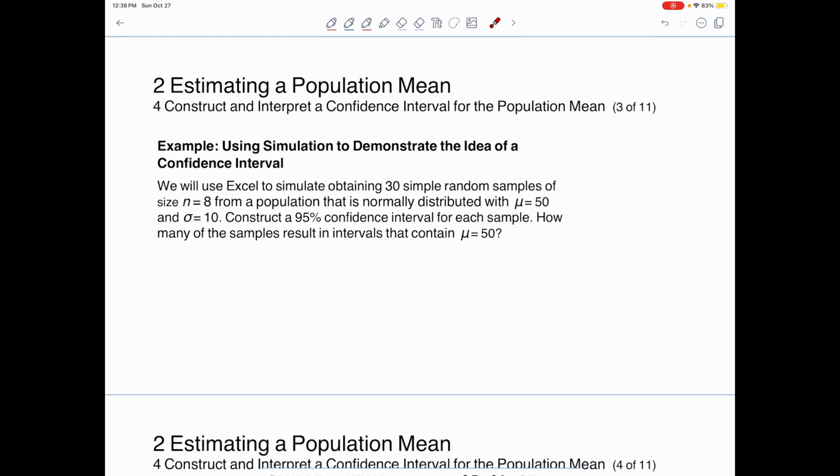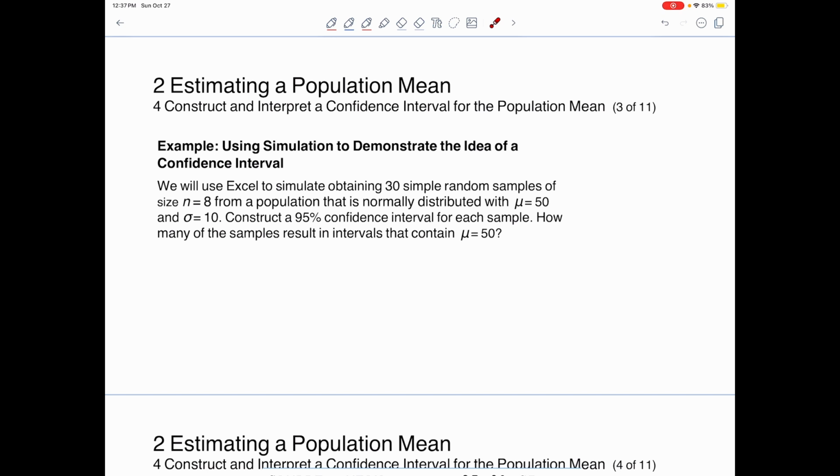So here is an example. We will use Excel to simulate obtaining 30 simple random samples of size n equals 8 from a population that is normally distributed with a mean of 50 and a standard deviation of 10. We want to construct a 95% confidence interval for each sample. How many of the samples result in intervals that contain the population mean in this case?